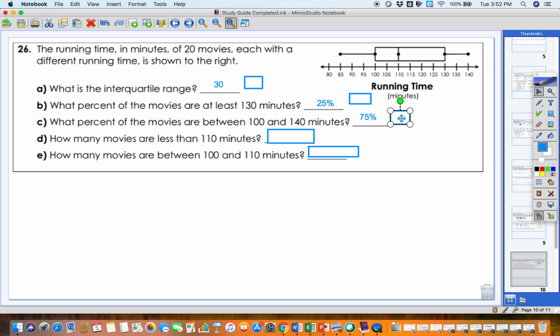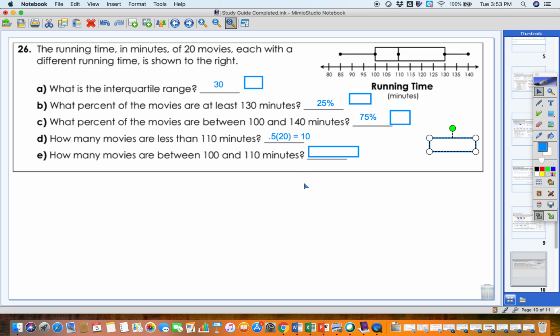On D and E, they ask how many of the 20 movies are less than 110 minutes, and then between 100 and 110 minutes. So this means you have to look at the percentage and multiply it by 20, which is the number of movies. So less than 110 minutes, this is 110. We have 2 sections below that, which means 50% of our movies are less than 110 minutes. So to convert 50% to a decimal, we divide by 100 and we get 5/10. 5/10 times 20 is 10. So 10 movies are less than 110 minutes.